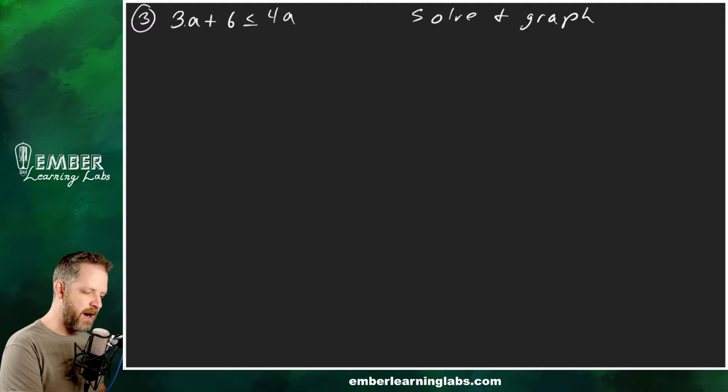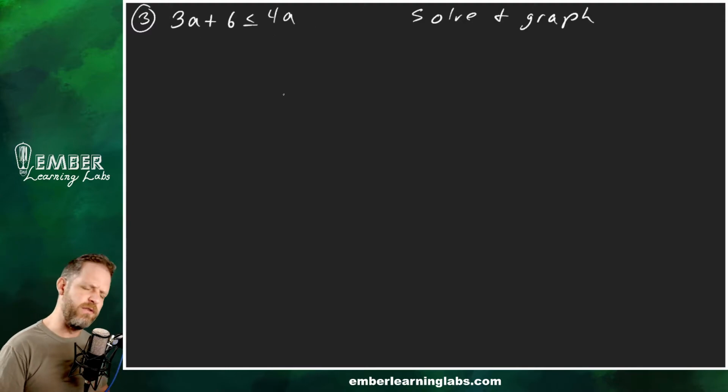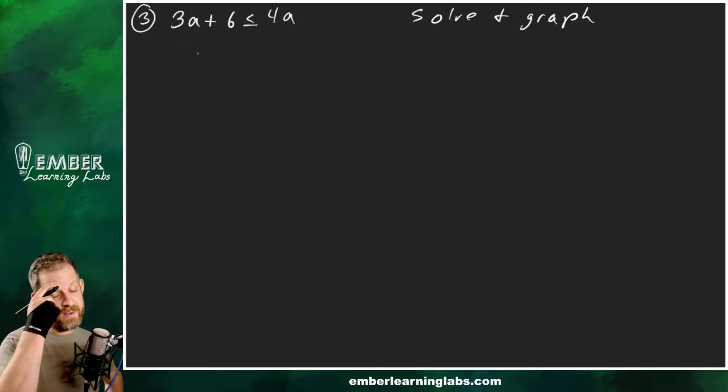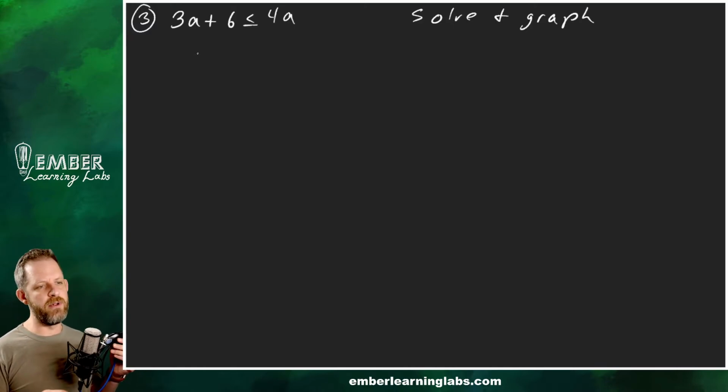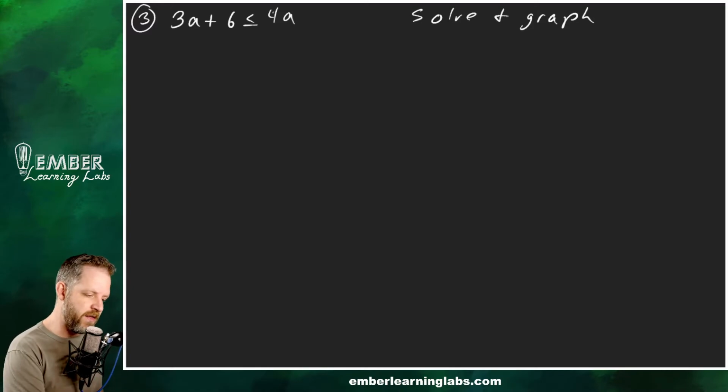We're going to start by moving this 3a. In the next lesson, we'll talk about how to deal with multiplying and dividing by negatives because it changes something. So instead of moving the 4a over here, we're going to move the 3a over there so we keep it positive. So subtract 3a from this side. We're going to subtract it from that side too.